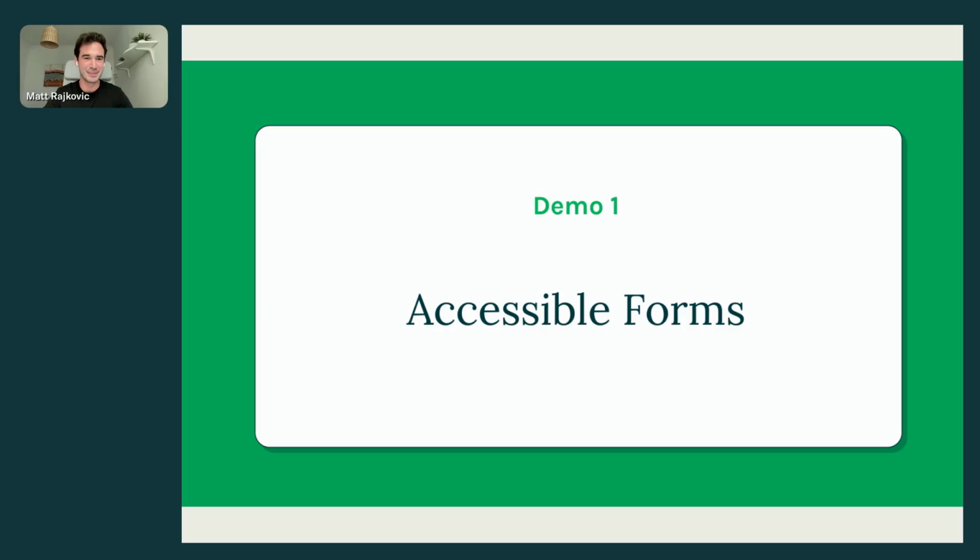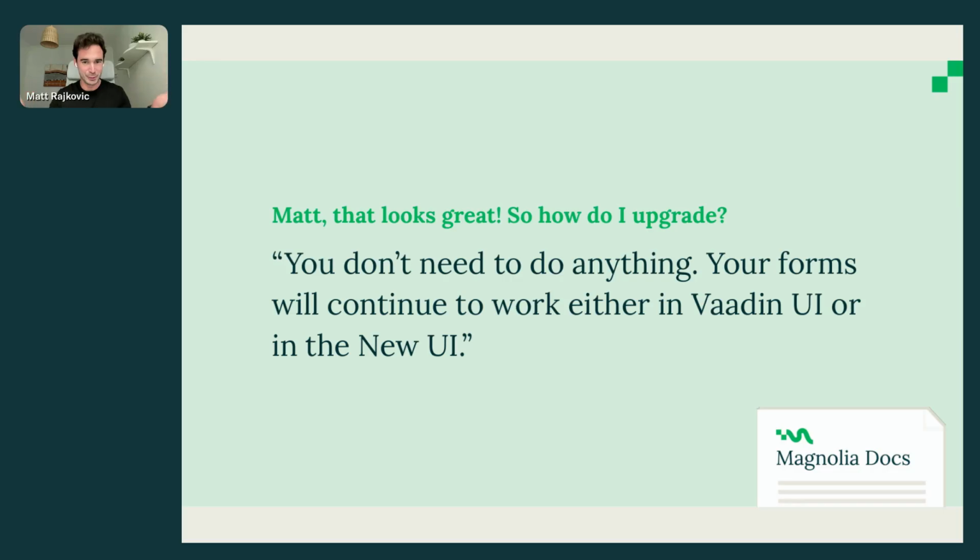Awesome. Looks quite cool, right? So now you might be asking the question, okay, looks nice. What do I need to do to upgrade? And the answer is actually that we made the upgrade path very simple for you. That means that you don't actually need to do anything at all. Once you upgrade to Magnolia 6.4, your forms will continue to work either way. If they are already compatible, they will show in the new UI. If they are not yet compatible with all the fields available with 6.4, they will simply fall back to Vaadin UI. The main takeaway here is that the forms continue to work either on the new UI or on the Vaadin UI.